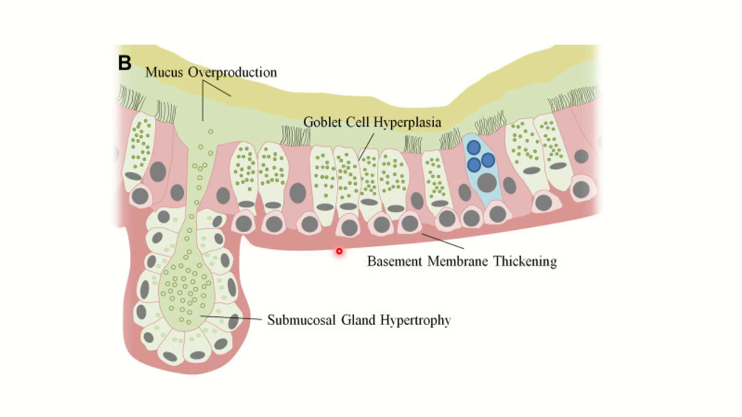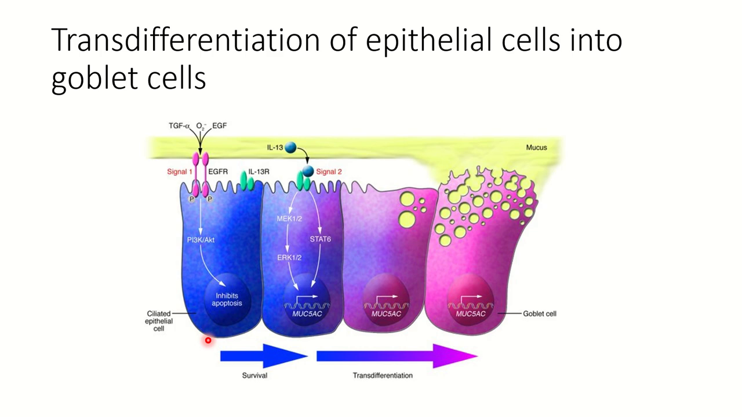Clear? And also there's basement membrane thickening, and you can see there's overproduction of mucus because the number of goblet cells has increased. At the same time, the submucosal gland has undergone hypertrophy. So these are some of the changes which you see in asthma. Now the question is why the goblet cell hyperplasia is happening, right?